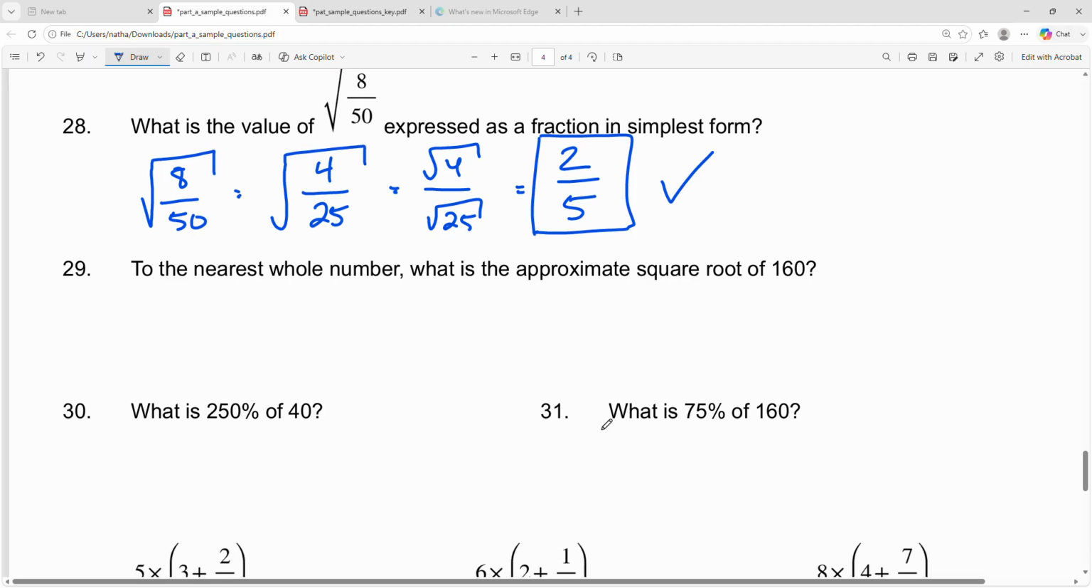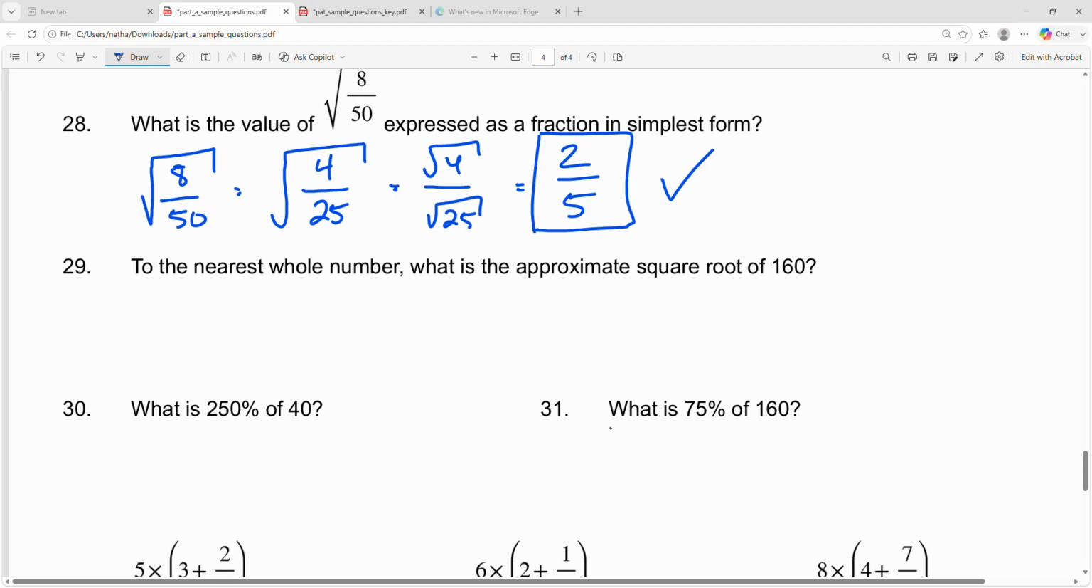Question number 29. To the nearest whole number, what is the approximate square root of 160? All right, we've done questions like this before. So we're looking for that perfect square. We've already seen that 14 squared, we know from before, is 196. That's a little too high. And I think we calculated this, but I don't recall what it was. So let's try it again.